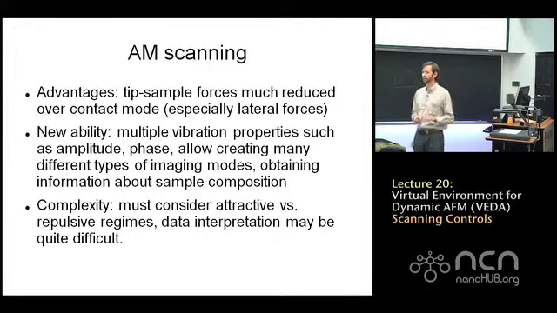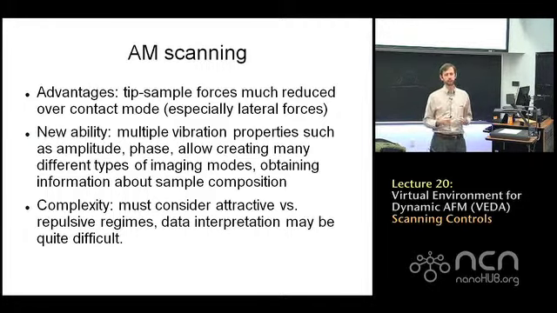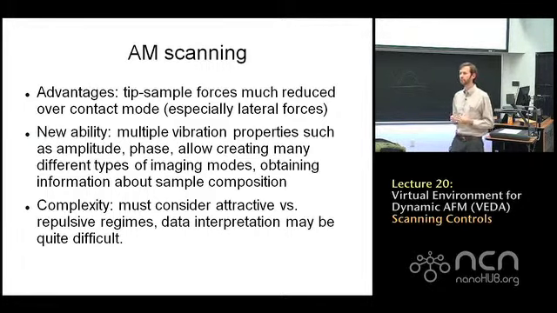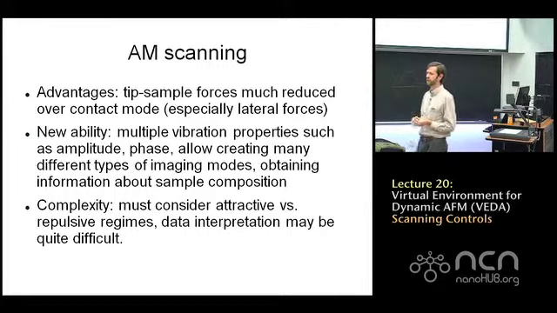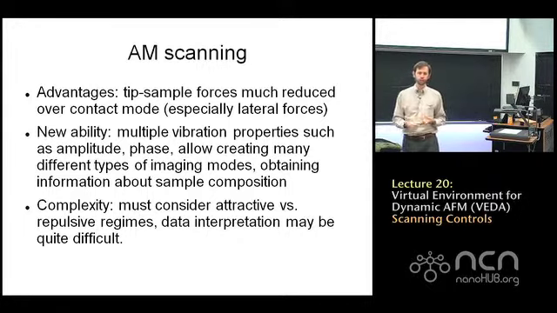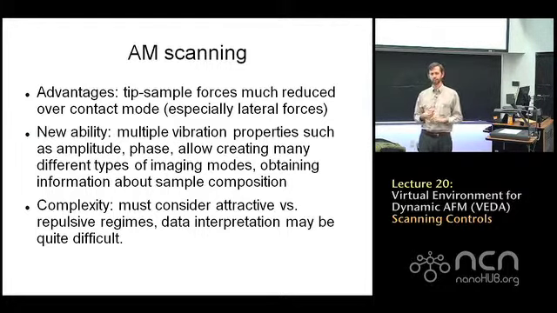in contact mode scanning there's one number, which is deflection of the cantilever. In amplitude modulated scanning, there are many numbers which can describe vibration. So you can have amplitude and phase. You get 2 different numbers. You can use one of those numbers to describe the topography. Then you get this other number, let's say phase, which can tell you something about the material properties of your sample. And you can combine these vibration properties in many different ways to create many complex imaging modes.